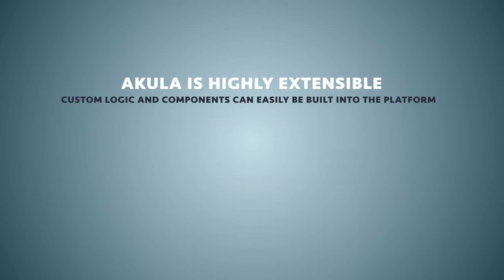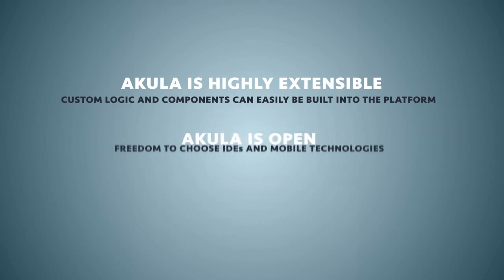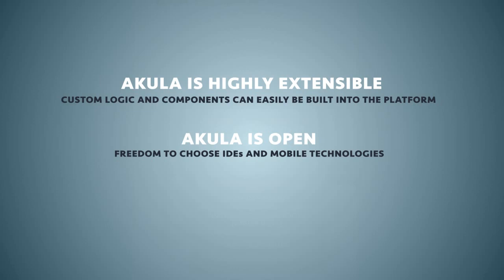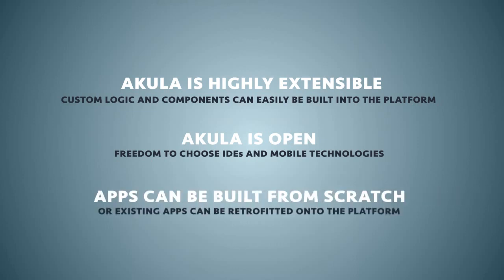So now that I've told you what Akula is, let's take a look at some of the ways Akula can help companies take control of their mobile strategy. Akula was built to address the challenges that are associated with enterprise mobility. To that end, Akula is highly extensible, so custom logic and components can easily be built into the platform. Akula is open, which means companies can choose the IDEs and mobile technologies that are right for them. Apps can be built from scratch, or existing apps can be retrofitted onto the platform.